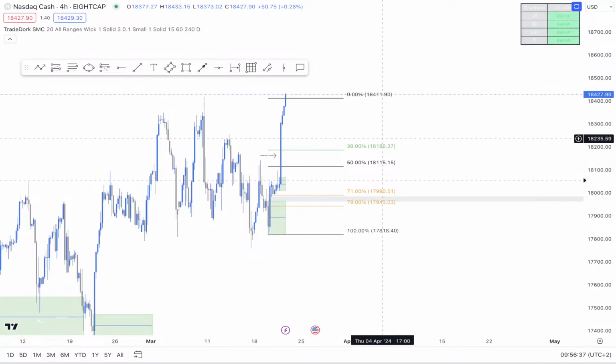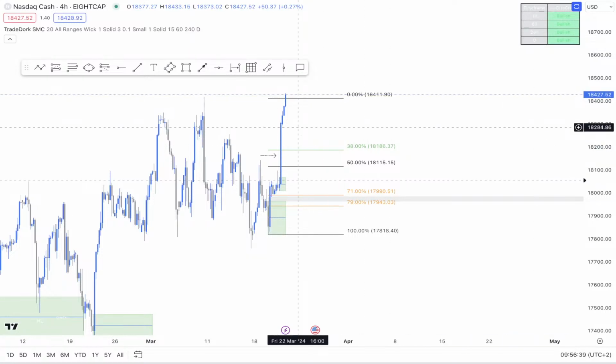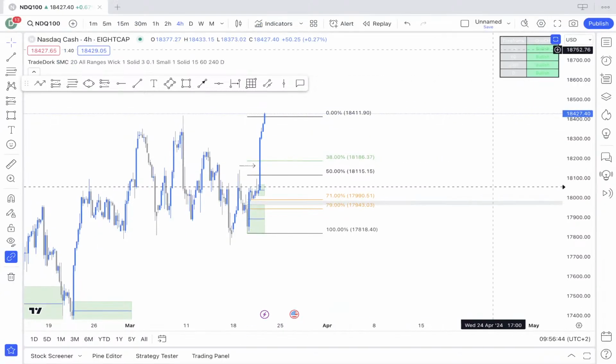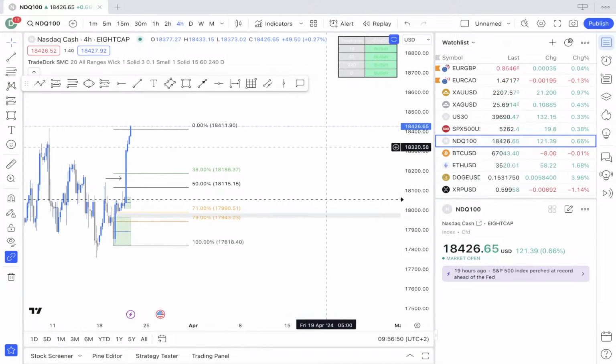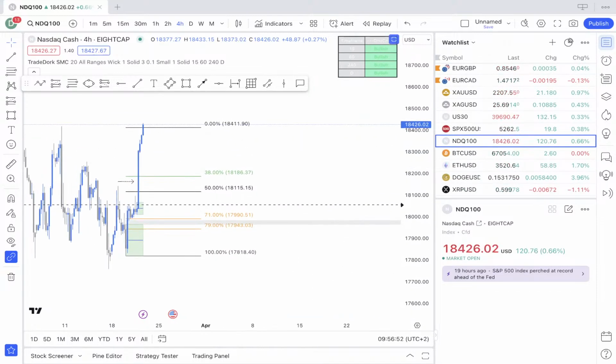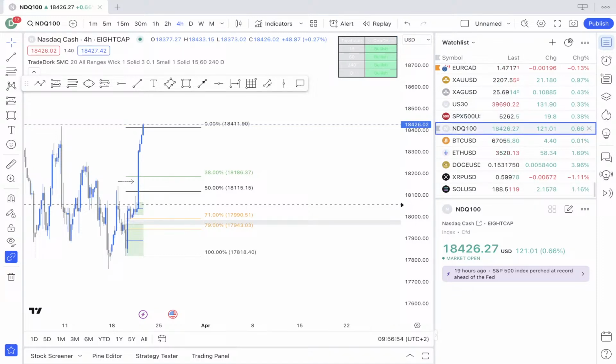And now, once again, as always, the last thing that we need to wait for is a corrective pullback. And on that note, we'll end today's indices analysis right here. And as always, if there's any further questions, you should reach out on Discord.